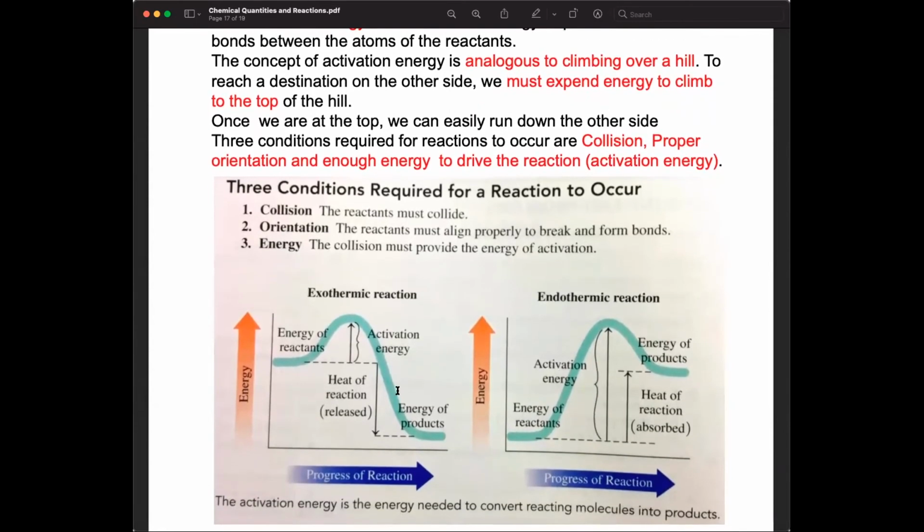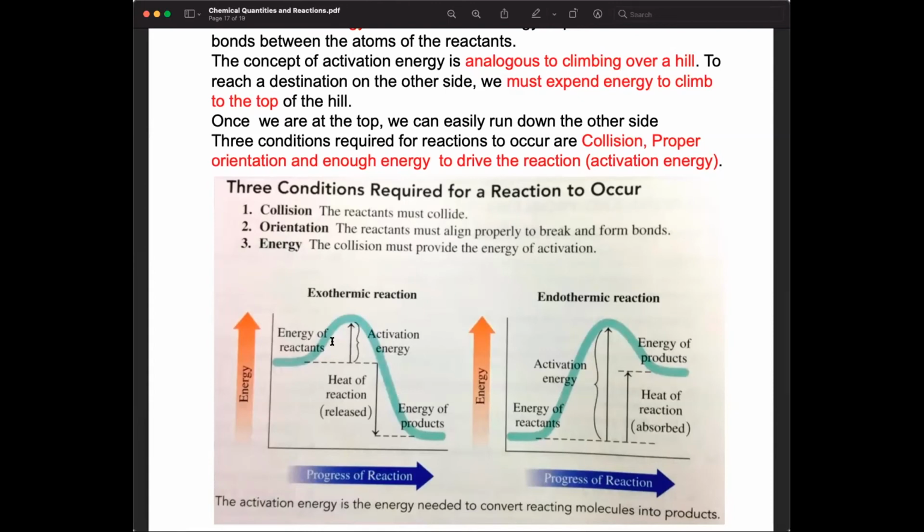Now, in order to break the bonds, how do the bonds break? Basically, there is one way we can think of that the bonds can break. The molecules need to collide, and collide with such a force, such an energy, that it is able to break the bonds.